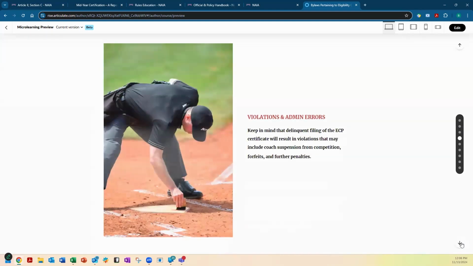And just a quick reminder that violations of delinquent filing of all ECP certificates or leaving students off subsequent certificates will result in violations where coaches might be suspended for competition, forfeits, or further penalties. So we need to make sure that we're looking at this about the violations and admin errors and always keeping that in the back of our mind while we're going through the certification process.